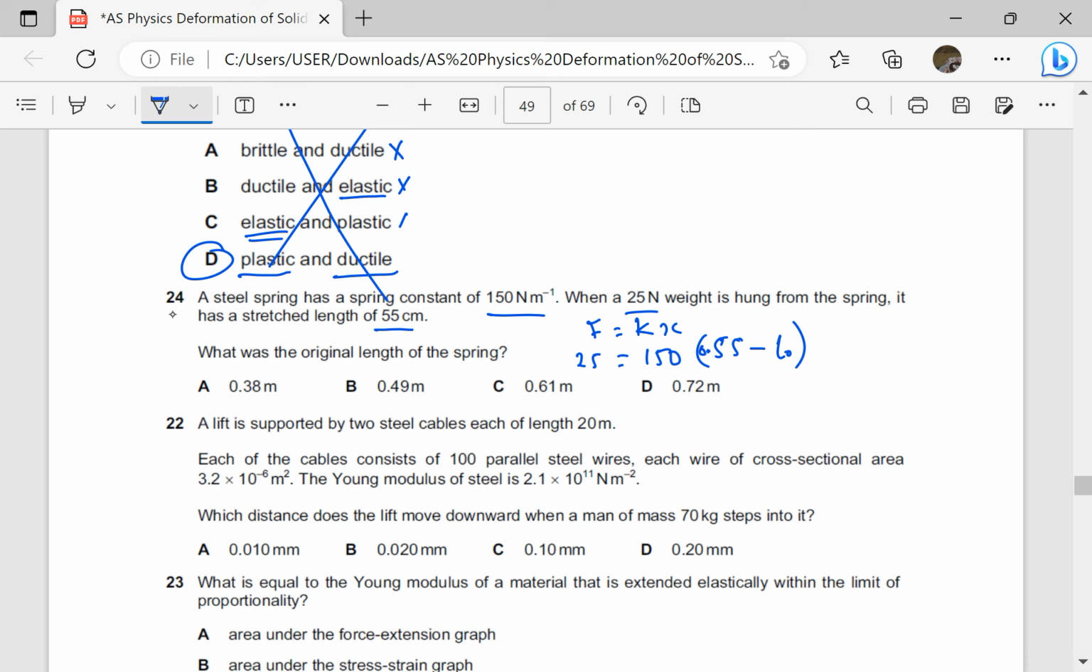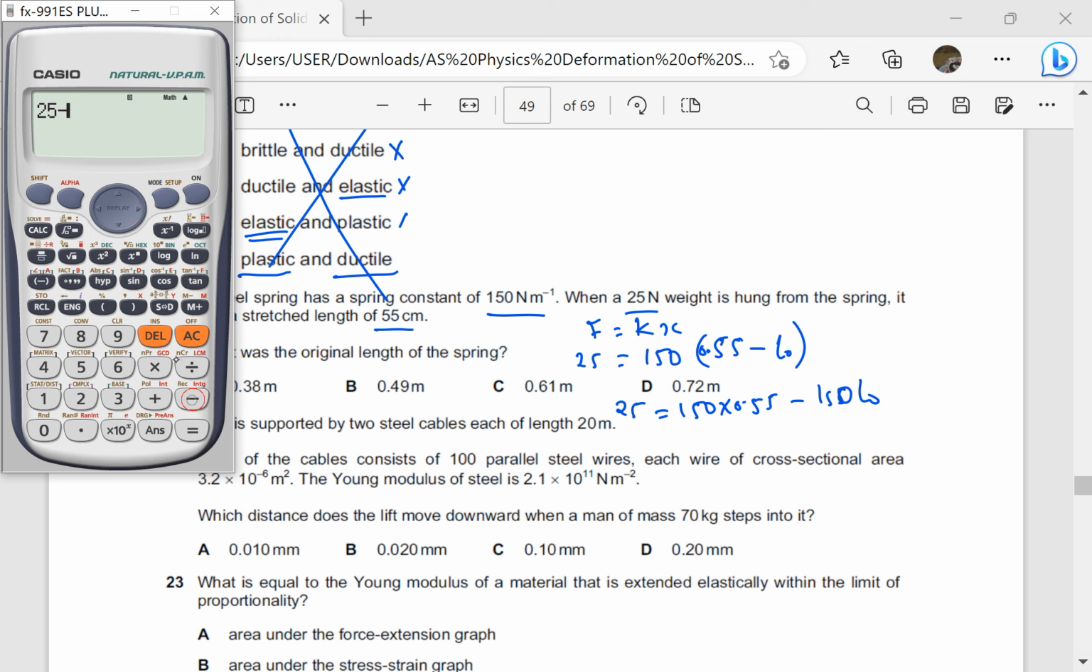So what is the original length? We want to find the original length, so we are solving this equation. I'll simply say 25 equals 150 times 0.55 minus 150 L naught. So let's solve this.